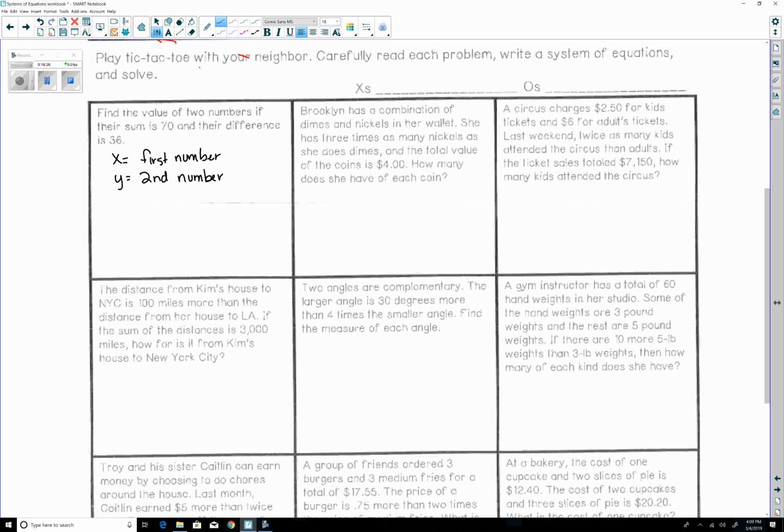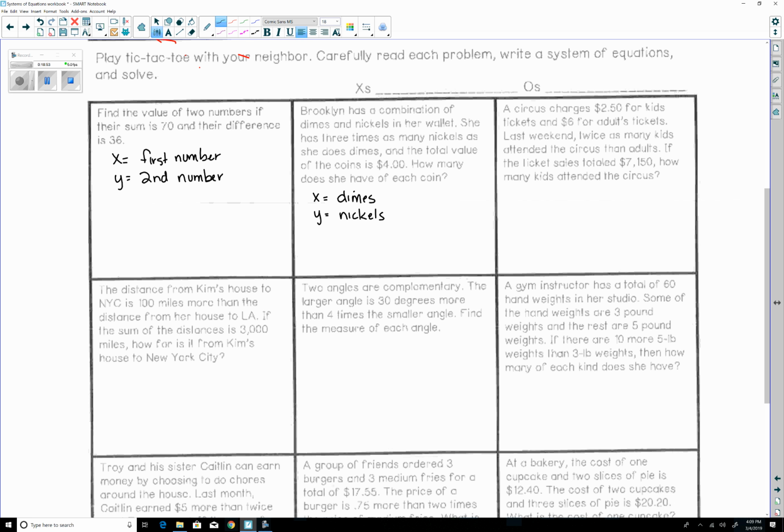The next one says, Brooklyn has a combination of dimes and nickels in her wallet. She has 3 times as many nickels as she does dimes, and the total value of the coins is $4. How many does she have of each coin? So we can say x is our dimes, y is our nickels. See if you can do that for the rest of the problems before you come to class tomorrow.